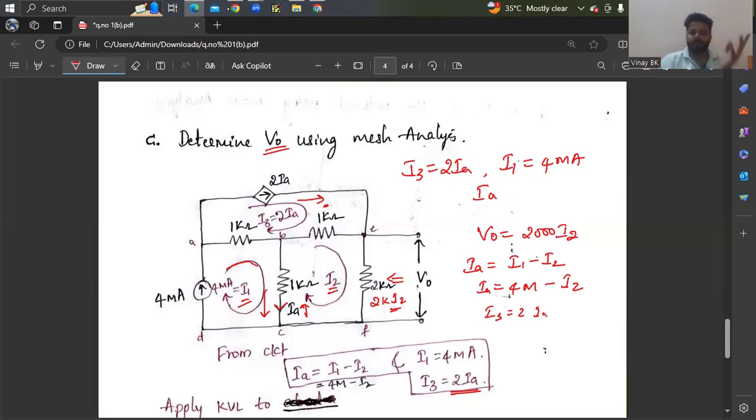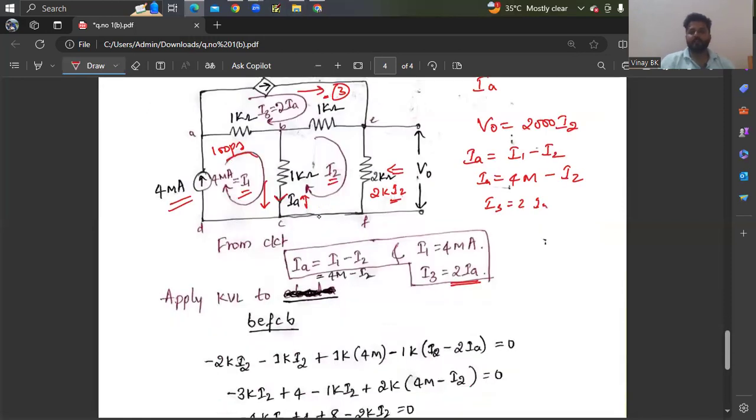Okay, and we're just applying KVL. You cannot apply KVL to loop 1 because you already know the value of current. And also you cannot apply KVL to loop 3 because you already know the current which is flowing is 2IA. So the only thing is that you need to apply KVL to this loop, that is B, E, F, C, D. Here you need to apply KVL.